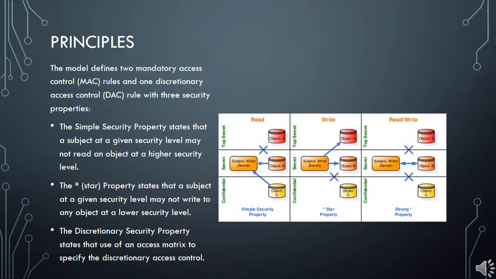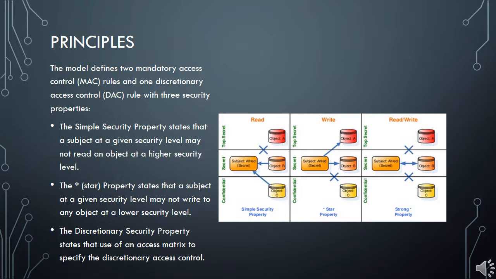The first, the simple security property, states that a subject at a given security level may not read an object at a higher security level. The second, the star property, states that a subject at a given security level may not write to any object at a lower security level. And the third, the discretionary security property, states the use of an access matrix to specify the discretionary access control.